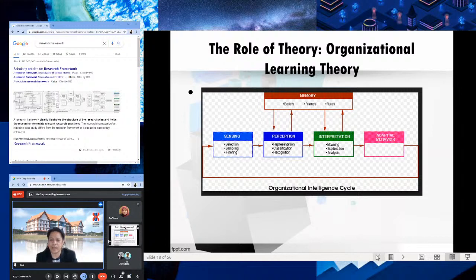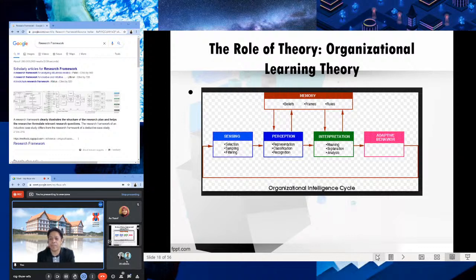Okay, we can also refer to this diagram of what we discussed, for example, about the sensing, the memory, the belief frame. So this is how we model. You can see the cycle of the organizational intelligence cycle.